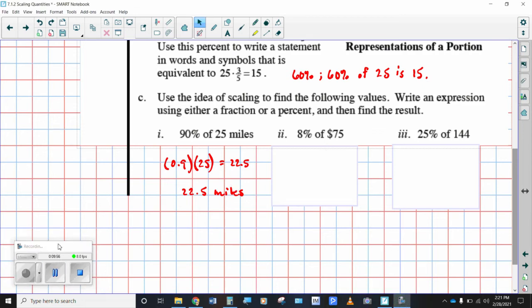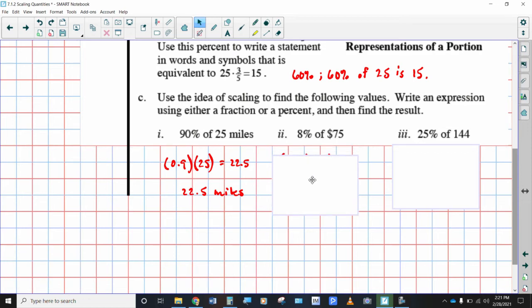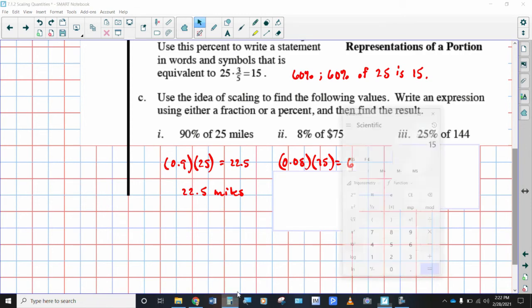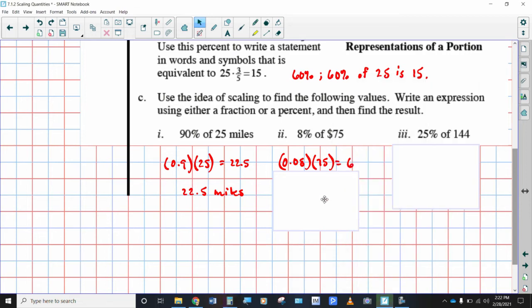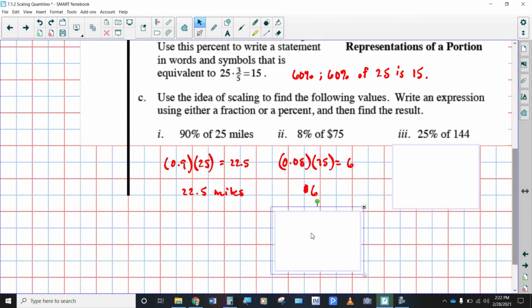All right, let's see what 8% of 75 is. I chose to write 8% as 8 hundredths in decimal form and then use the calculator. 75 times 8 hundredths is 6. So that means that 8% of $75 is $6.